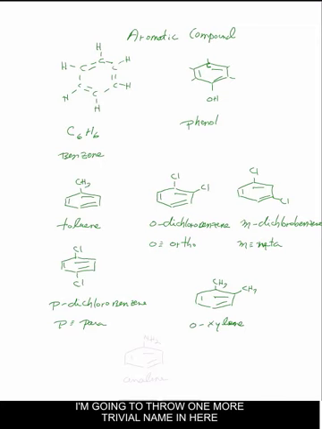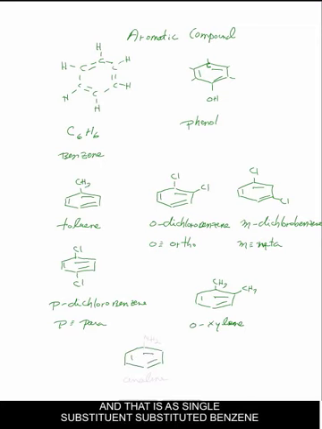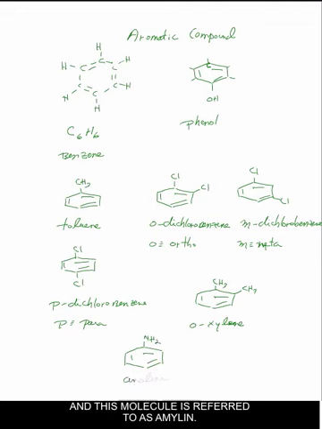I'm going to throw one more trivial name in here that's fairly commonly used, and that is a single substituted benzene with an amino group, and this molecule is referred to as aniline. And again, these are all just special names for these rather unusual categories of molecules, the aromatics.